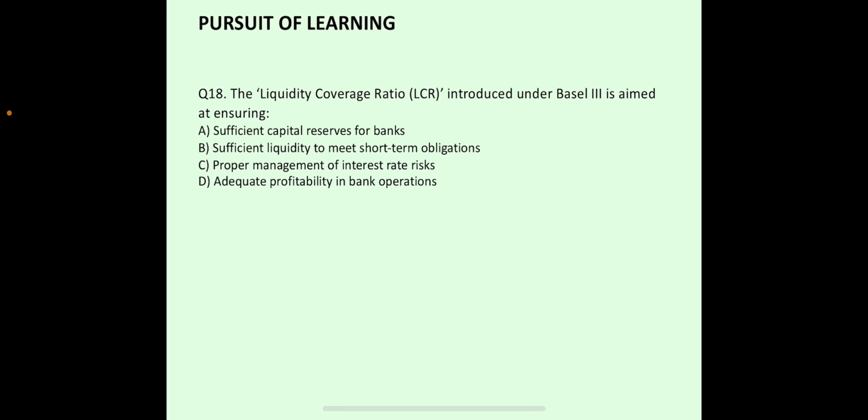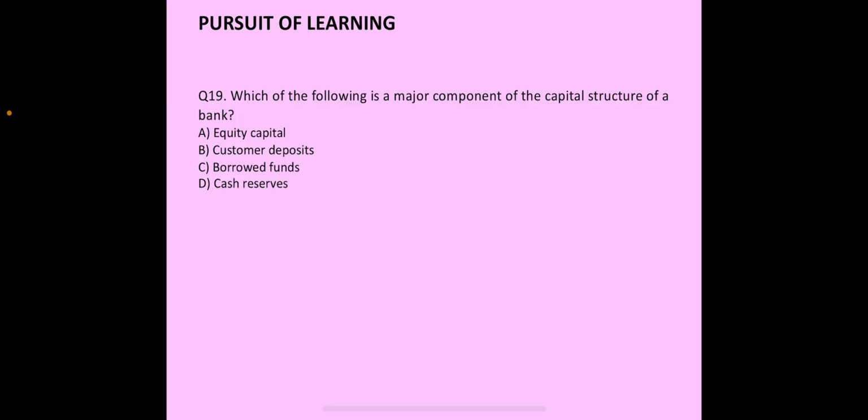Next question. Liquidity coverage ratio introduced under Basel III is aimed at ensuring: sufficient capital reserves for banks, sufficient liquidity to meet short-term obligations, proper management of interest rate risks, adequate profitability in bank operations. So the correct answer is sufficient liquidity to meet short-term obligations.